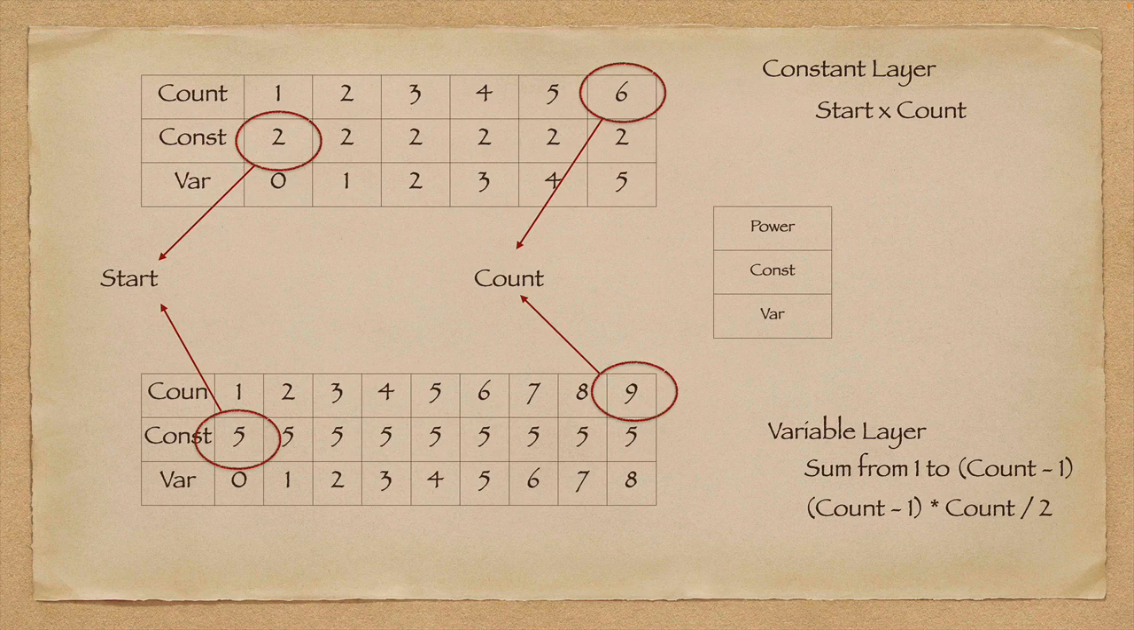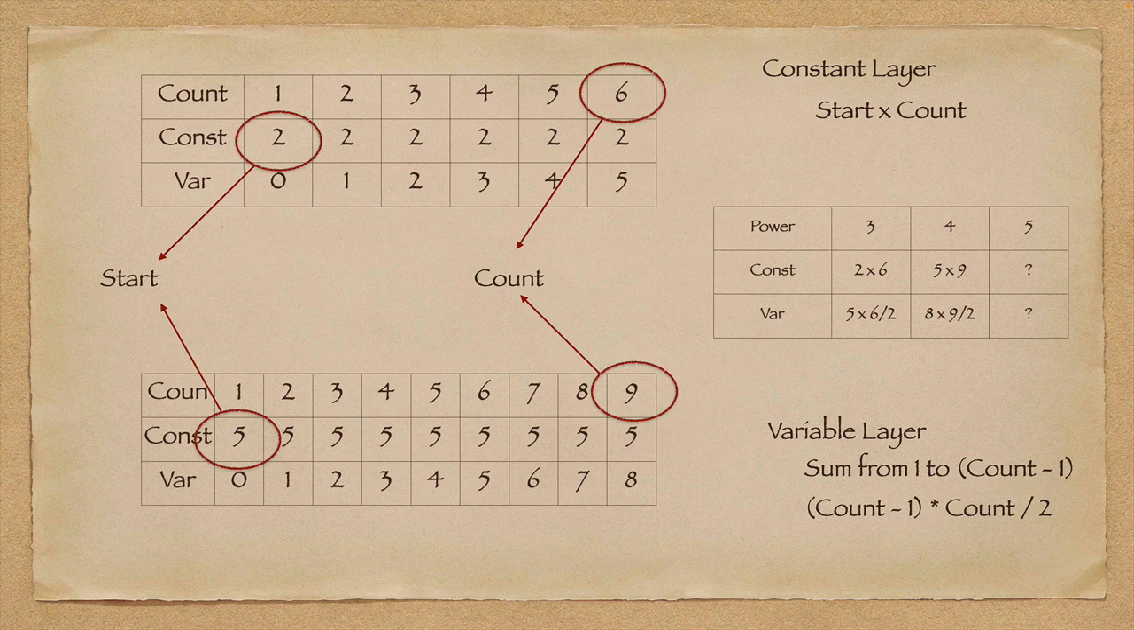So now I can basically list down all these values. When the power is 3, the constant is 2 times 6, and the variable is 5, which is 1 less than the count, times the count, which is 6, divided by 2, which is 15. So it's 12 plus 15, 27. It makes sense. For 4, it's 5 times 9, which is the constant value, that's start times count. And the variable is 8 times 9 divided by 2, which is 36. So 45 plus 36 is 81.